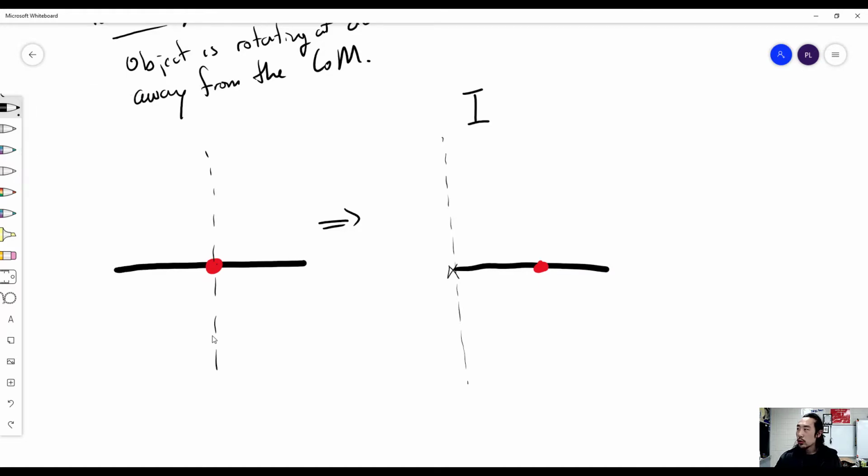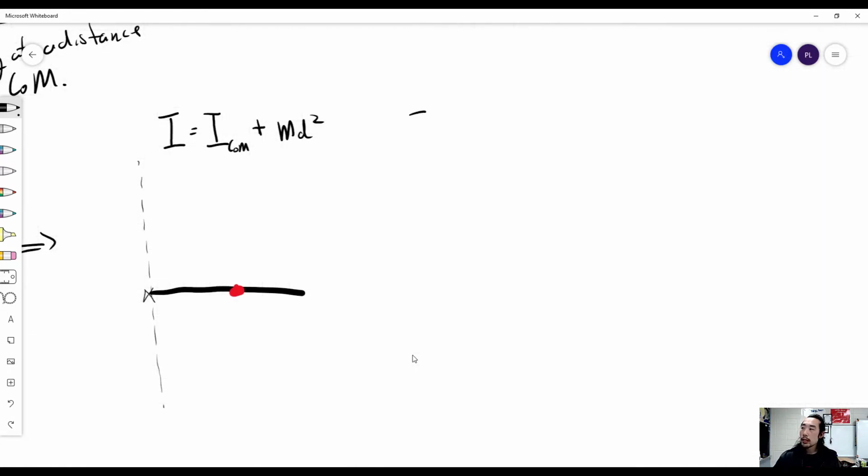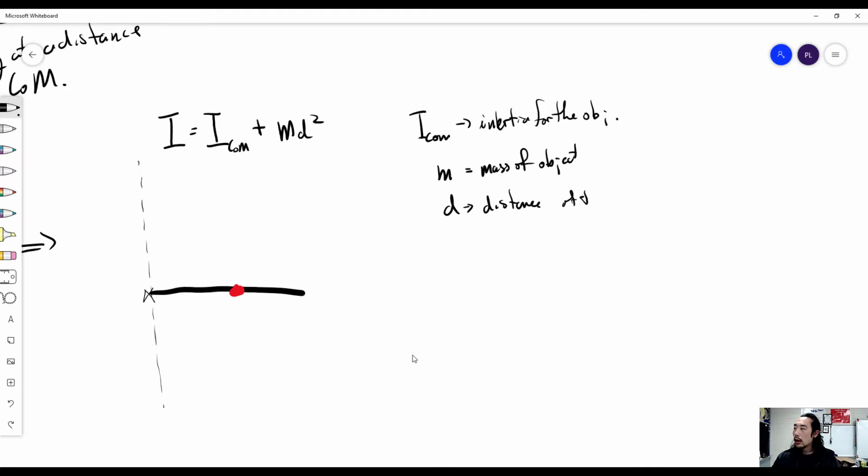Now, the formula for the parallel axis theorem is that your rotational inertia I can be found by the rotational inertia about the center of mass, plus the mass times d squared. I'm going to use the lowercase d, I don't like the capitalized D. Let's define the variables: I of the center of mass is your regular rotational inertia for the object, m is the mass of the object, and d is the distance of the axis of rotation to the center of mass. So in our drawing here, it would be from here to here.